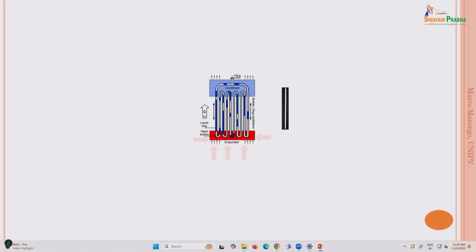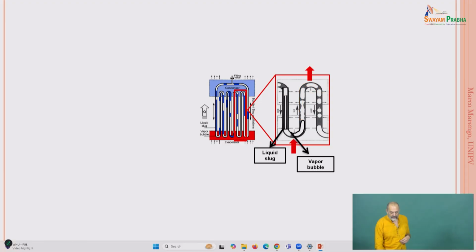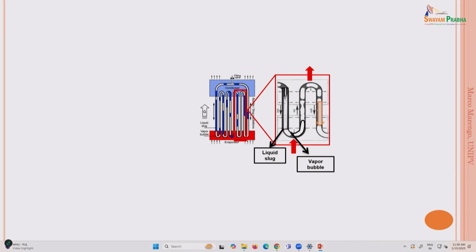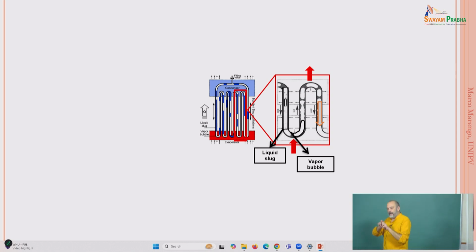So what is happening is that inside the system, we are going to observe something like that. This is a visualization of what is happening. These bullets here are vapor bubbles that are moving inside. And since the tube is not an infinite tube, the liquid slugs are going to the evaporator, producing the vapor, and so on.